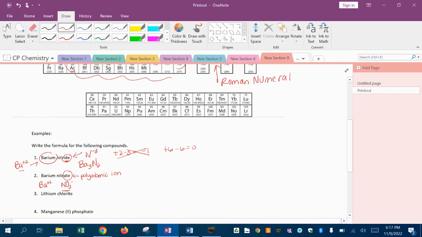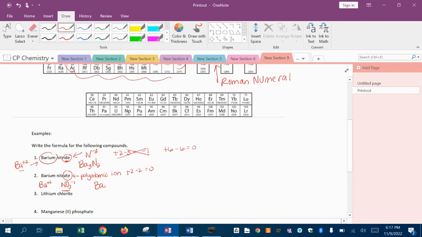So we have +2 and -1. Again, that doesn't add up to 0. So what we're going to need is to find the least common multiple between 2 and 1. That's 2. So we want a charge of +2 and a charge of -2 to equal 0. Well, barium already has the +2, so we're going to need 1 barium. Remember, we do not write subscripts of 1.